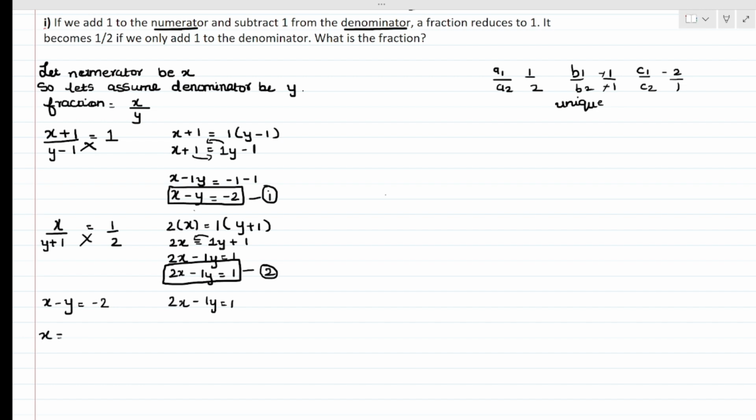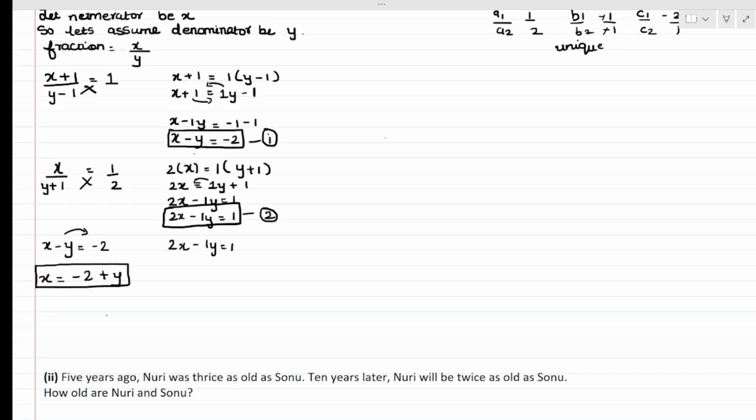So x will be equal to minus 2. I'm changing the side of minus y. Minus y changes its sign and becomes plus y. So I got the value of x is equal to minus 2 plus y. Wherever I see x, I will substitute minus 2 plus y. Now you have to write the statement: substituting value of x in equation 1.